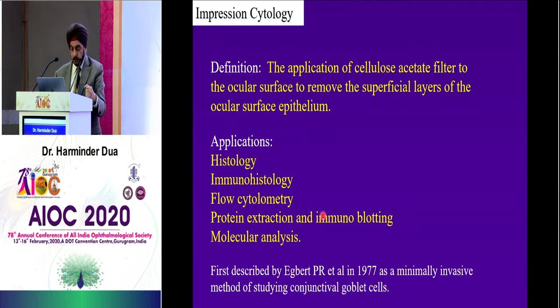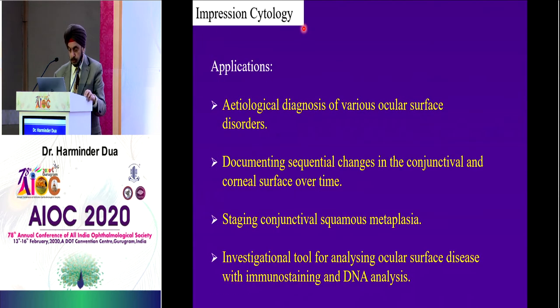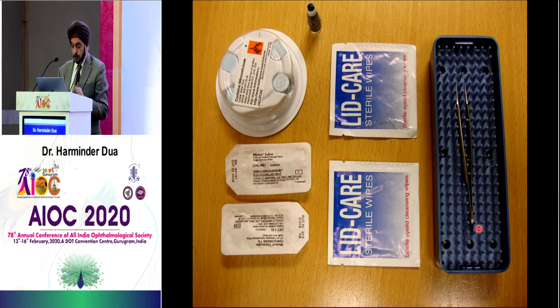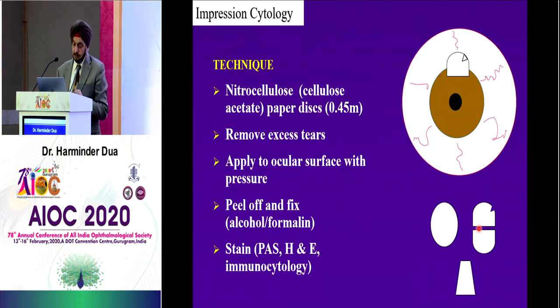So this is what I said we can do with these, and you can take the samples with a technique called impression cytology. There are many applications of impression cytology, but let me just show you the technique. You have these filter paper discs that come with 0.45 micron pore size. It has a paper backing and it has the actual filter paper. You take away the paper backing and then you hold it with the forceps and you can cut it in half and make a notch if you'd like to know which is temporal, which is nasal. Here we are sampling the limbus. You can do that or you can sample the whole cornea if you want.